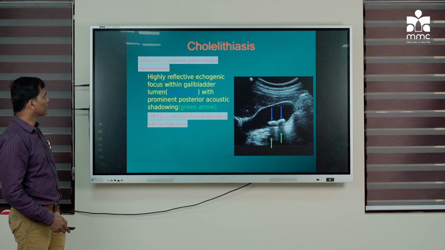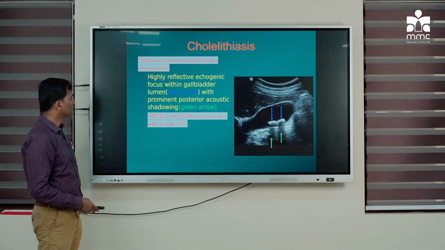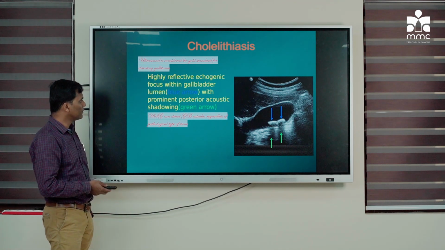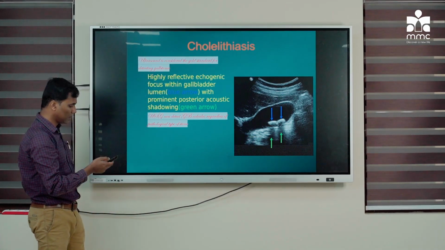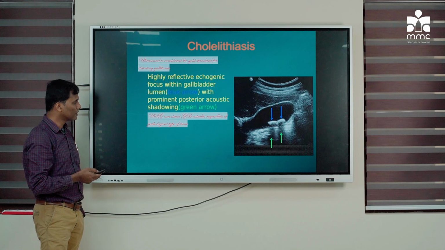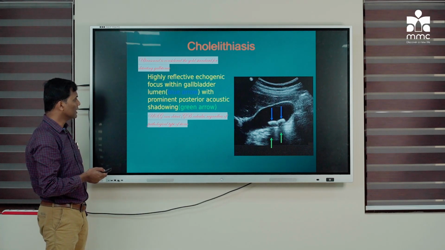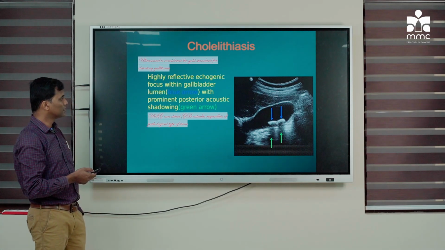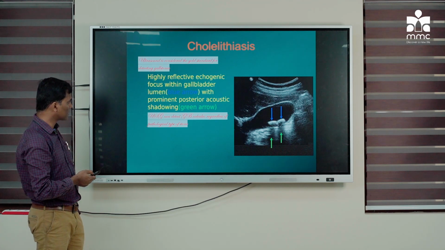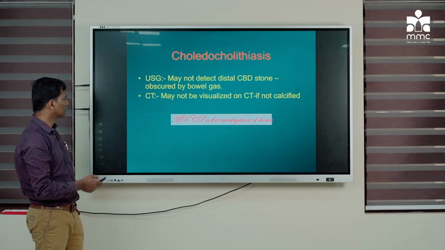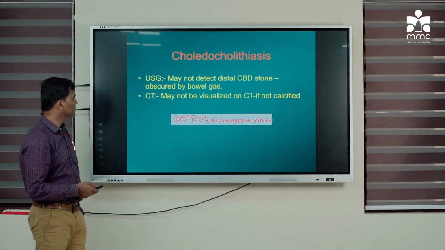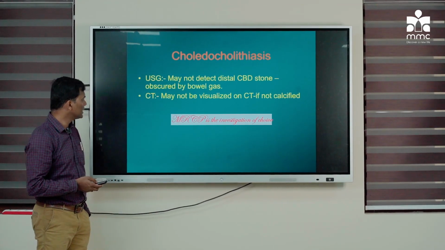So this is a case of cholelithiasis on ultrasound. So reflective echogenic foci with a shadowing there on ultrasound. So ultrasound is better, it will detect all the calculi in the gallbladder. But in CBD it will be difficult to visualize on ultrasound. Distal CBD again is obscured by bowel gas. Like in choledocholithiasis, the distal CBD is difficult to visualize.